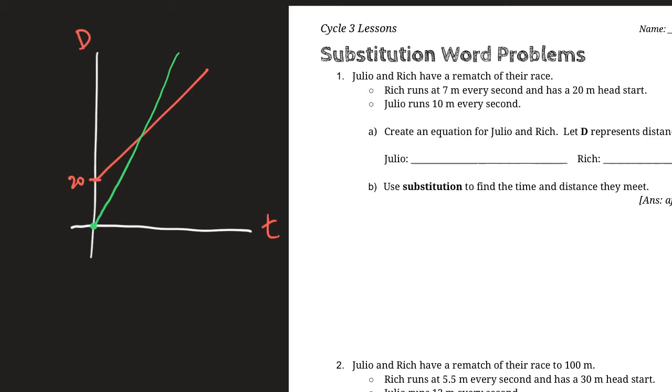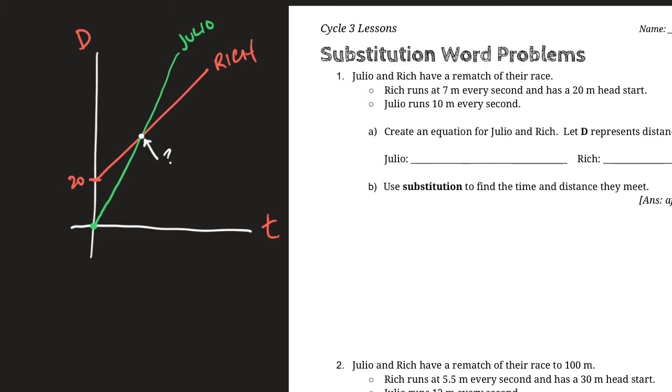At some point, Julio is going to catch Rich, right? And we want to know when that happens, right? It's when these two lines cross. That means they're in the same place at the same time. So we want to know when that is.